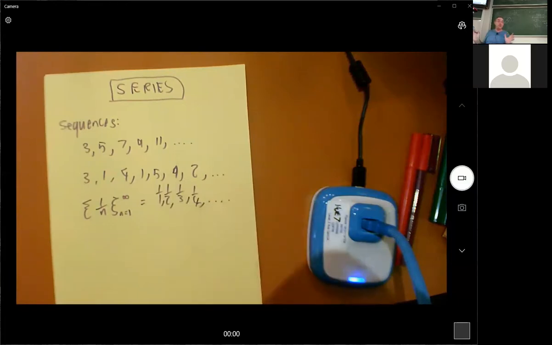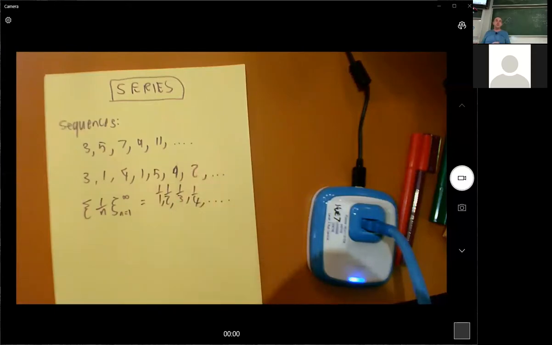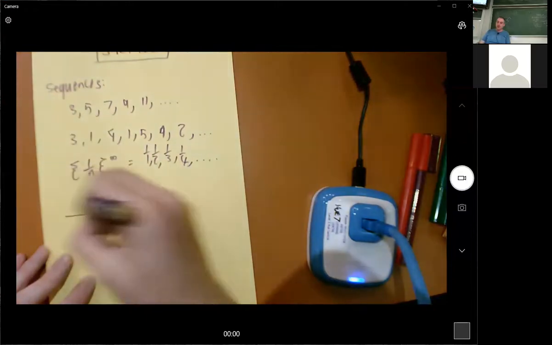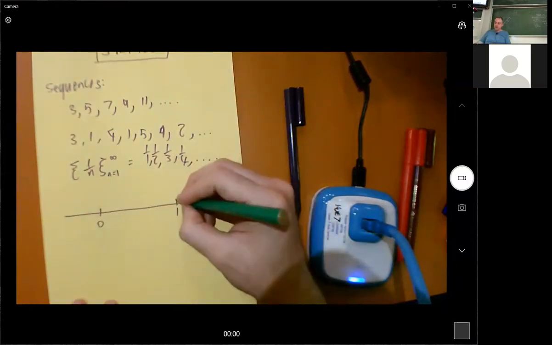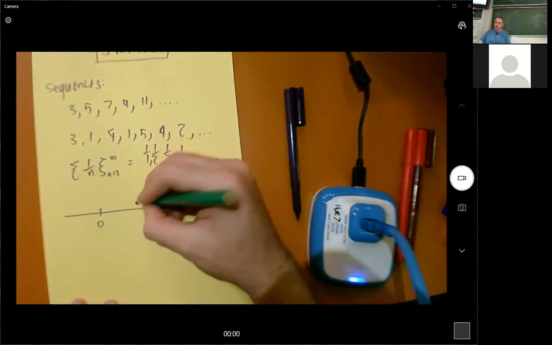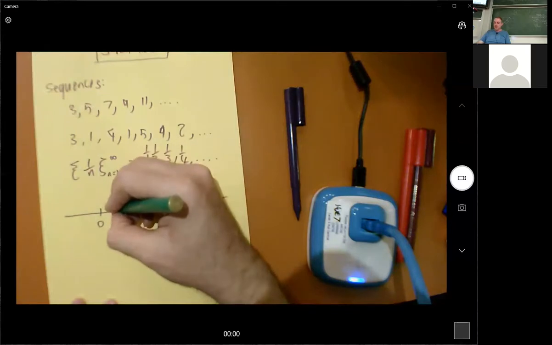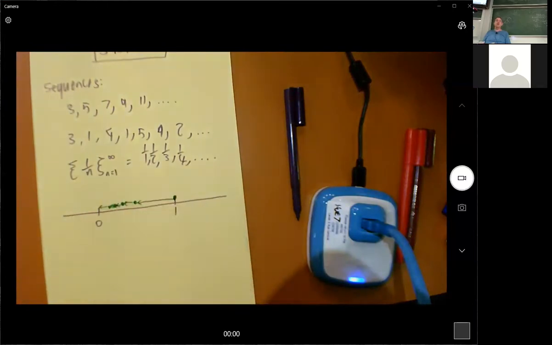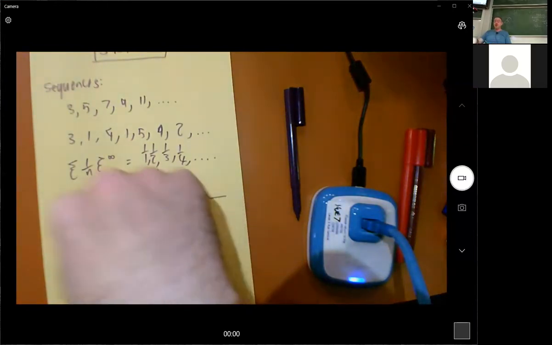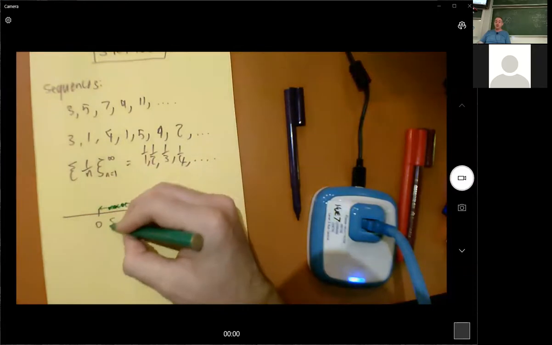It's just a list. And when we talk about a sequence converging, we talk about whether this list, if I follow it, gets close to something. So for this last one, I can go, well, here's 0, here's 1, and there's the first one, and there's the second one, and the third, the fourth, and the fifth. And as I follow the sequence, it gets closer and closer to 0. So I just find where those numbers are, track where they go, and they all end up closer and closer to 0, and that's called a sequence converging.